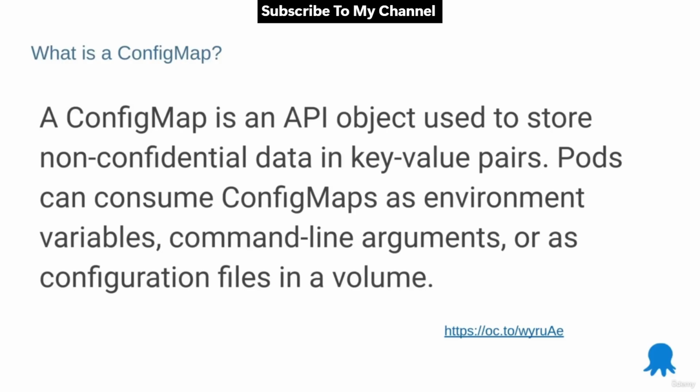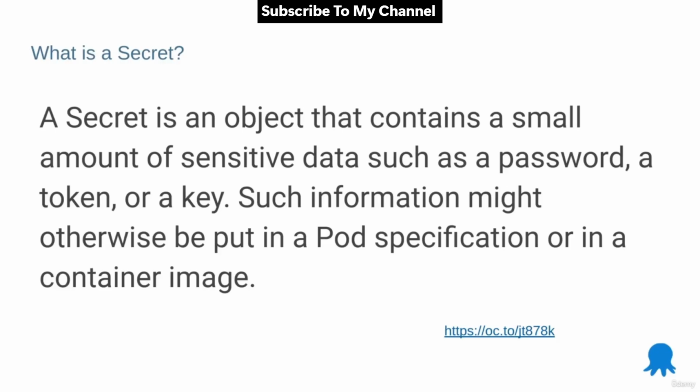and the second is that the data is stored as key-value pairs. The definition of a secret is an object that contains a small amount of sensitive data, such as passwords, a token, or a key. Such information might otherwise be put in a pod specification or a container image. So what we can see about a secret is that it's designed to extract sensitive information out from pod definitions where they may otherwise be viewed in plain text or otherwise unprotected. It's also worth noting here that a secret also stores data as key value pairs.